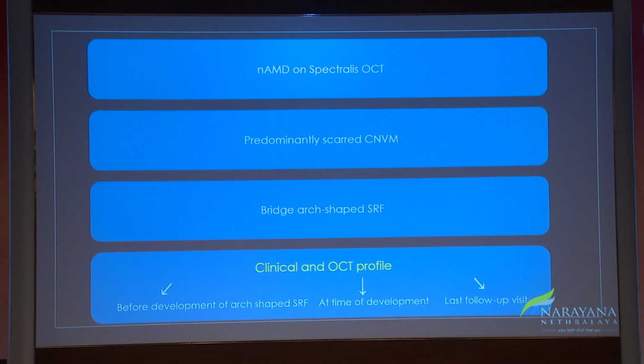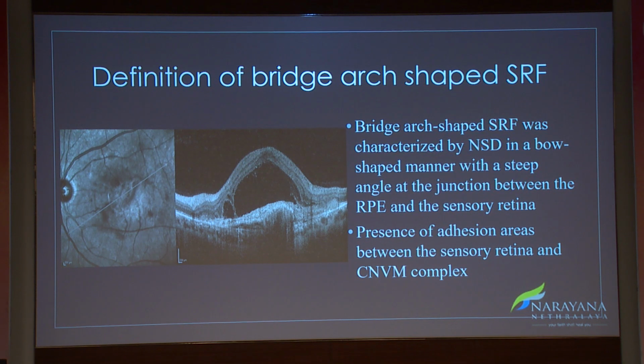So we took our OCT-based data on neovascular AMD, out of which we took predominantly scarred CNVMs, and we took out the bridge arch-shaped SRF, and we studied the clinical and OCT profile before the development of arch-shaped SRF, at the time of development, and at the last follow-up visit. We also defined the bridge arch-shaped SRF as a bow-shaped SRF with neurosensory detachment.